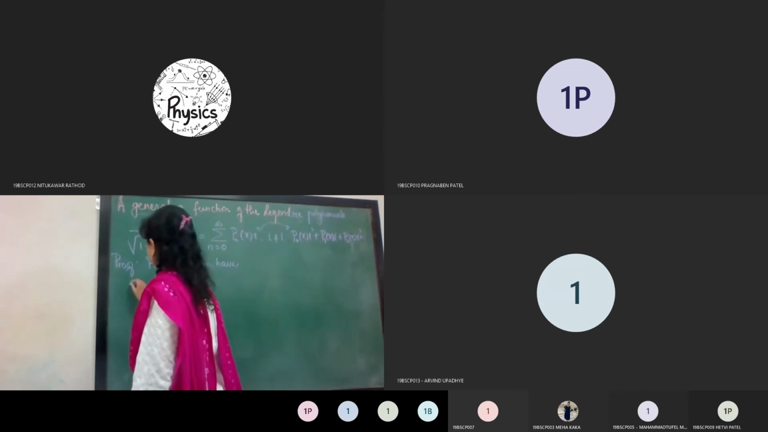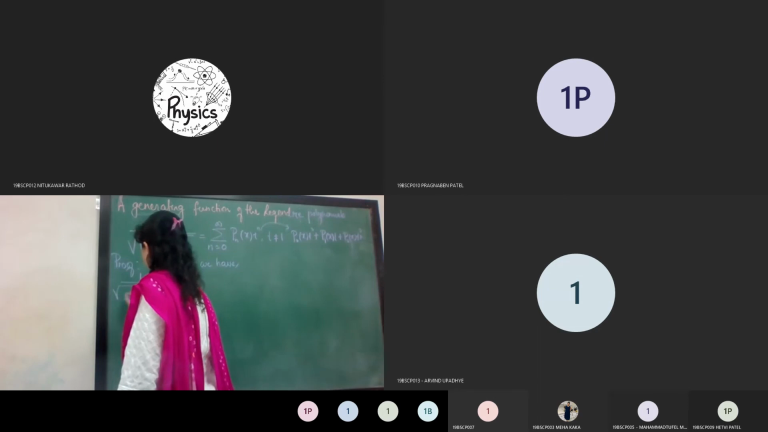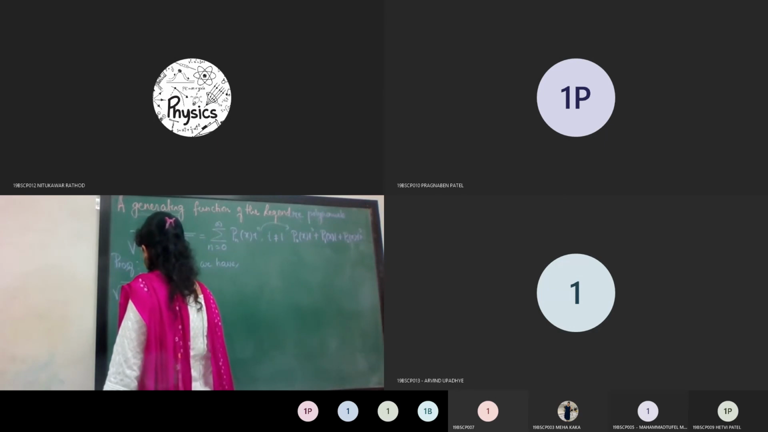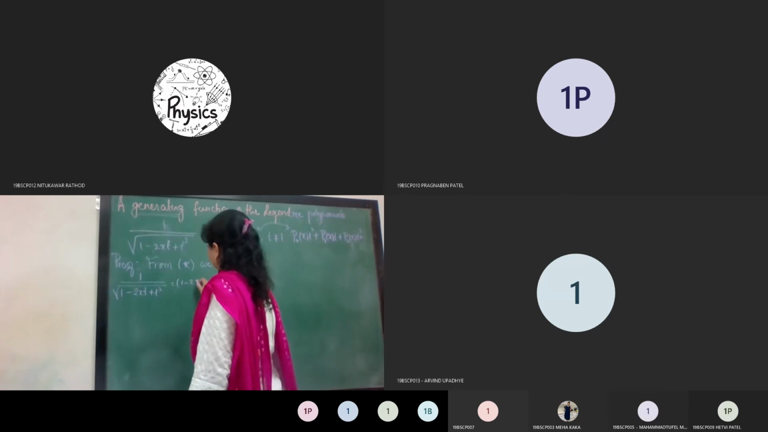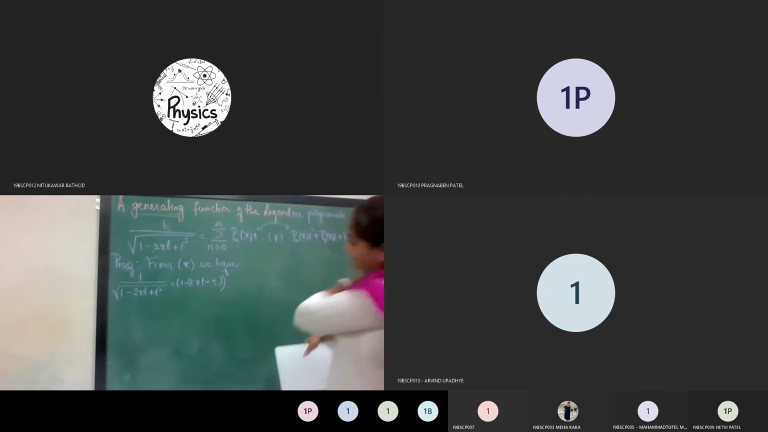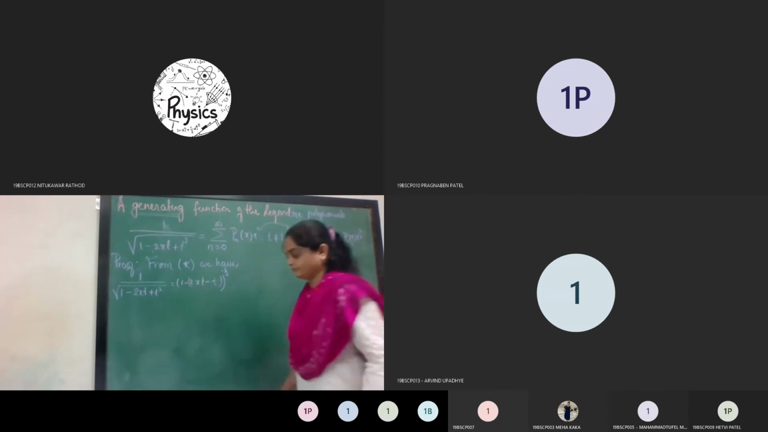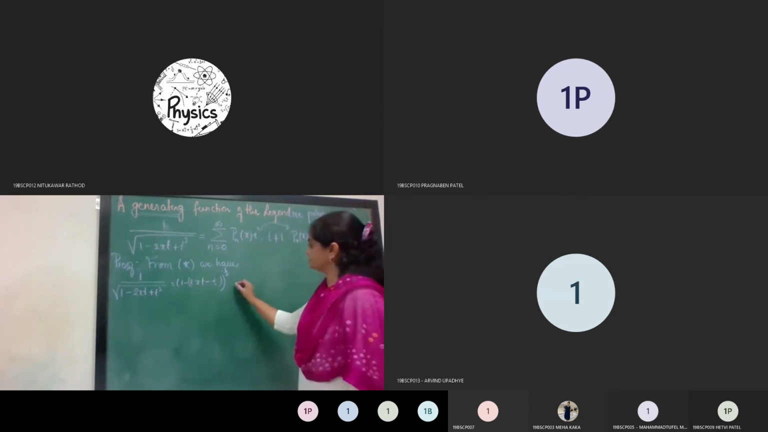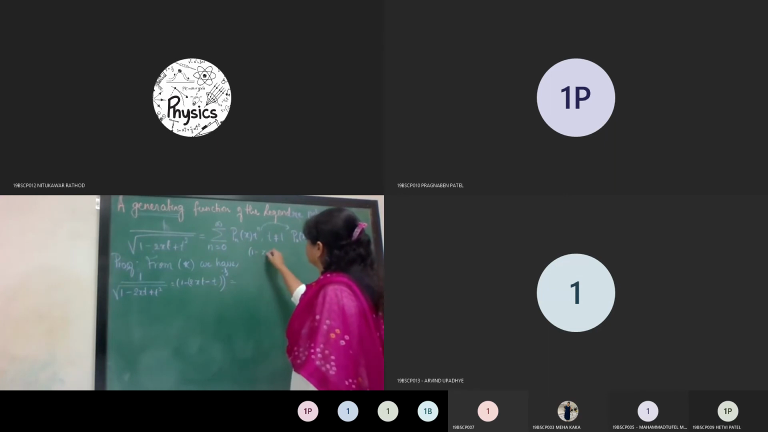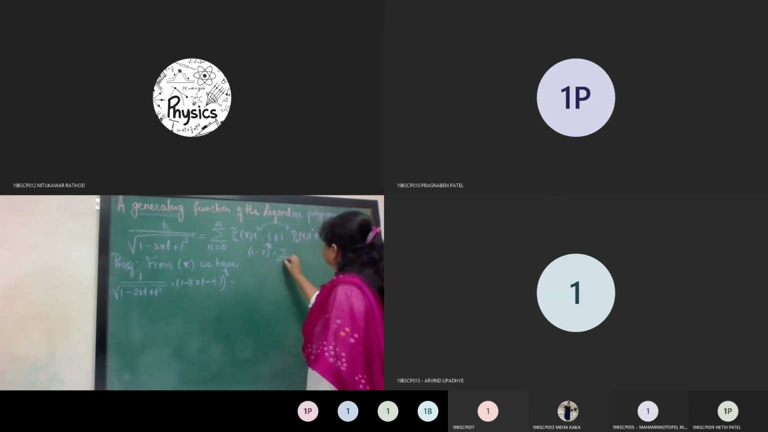I will start with the LHS, that is 1 upon square root of 1 minus 2xt plus t square, and this is nothing but (1 minus (2xt minus t square)) raised to the power minus 1 by 2. I will write it in this way so that I can compare this factor with 1 minus z. So z is this bracket. That is equal to 1 minus z raised to minus a, which is the sum for n equal to 0 to infinity of (a)_n upon n factorial z raised to n.